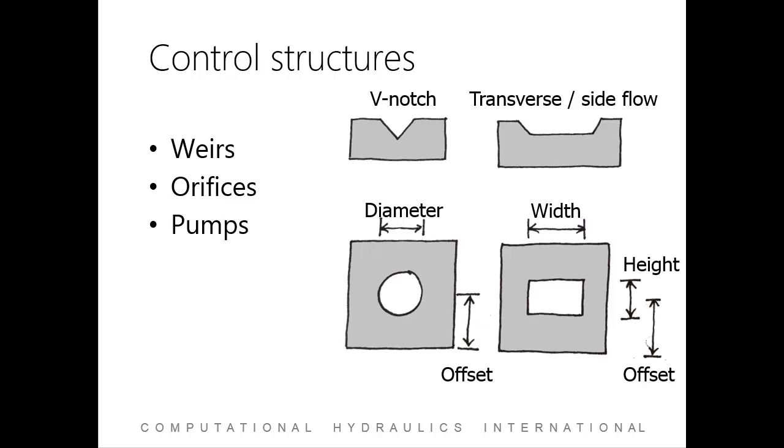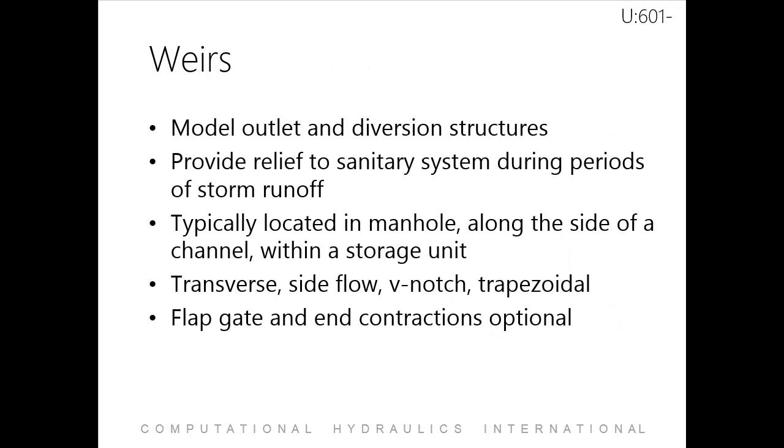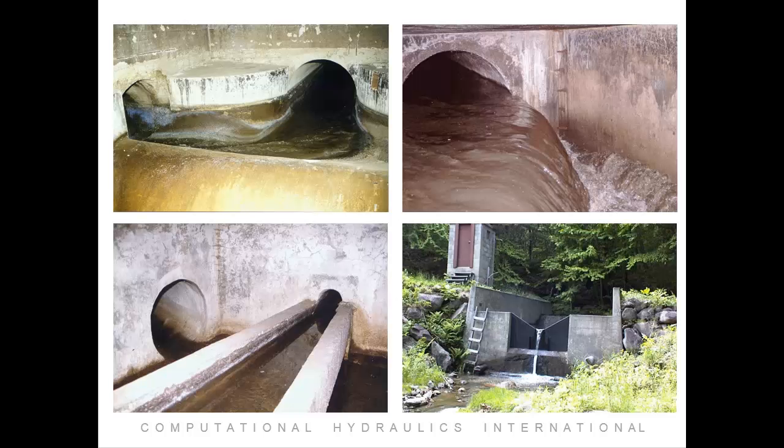SWMM links can be used to represent various control structures such as weirs, orifices, and pumps. Weirs can be used to model outlet and diversion structures. They may be used to provide relief to the sanitary system during periods of storm runoff. Weirs are located in manholes, along the sides of channels, or within storage units. They can be one of four types: transverse, side flow, V-notch, or trapezoidal. Flap gate and end contractions for weirs are optional.